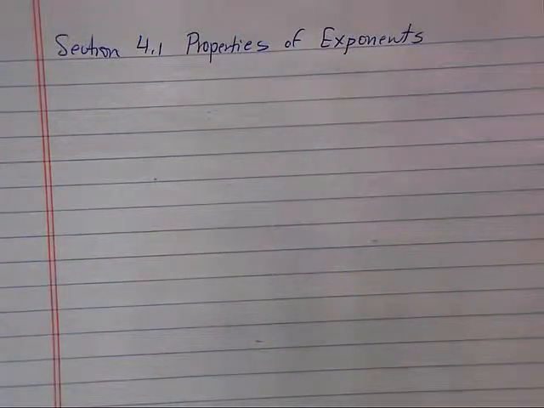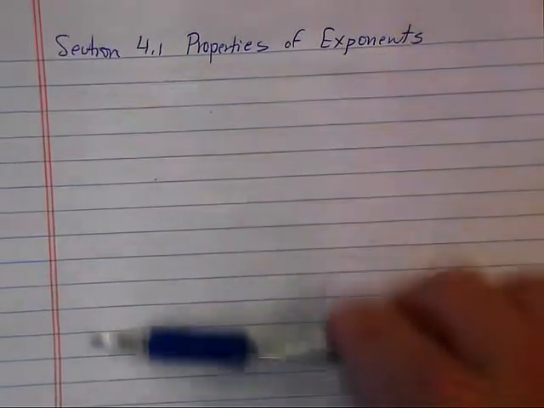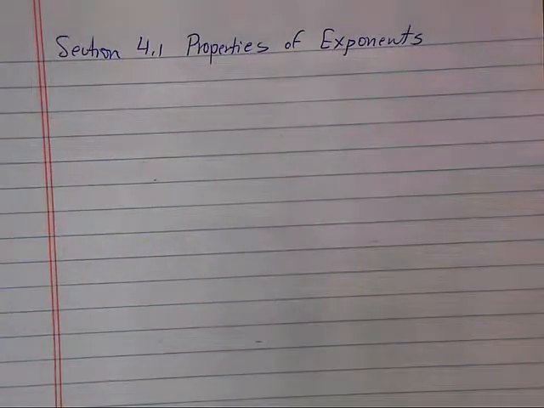We jumped to chapter 4 today. Section 4.1, properties of exponents. All right, so we're going to have a long list of properties, so leave some space in your notebook to write a list of properties. I don't remember how many there's going to be. There's a bunch of them.